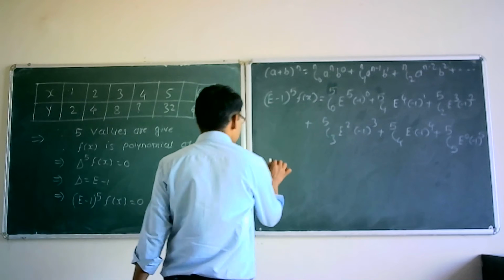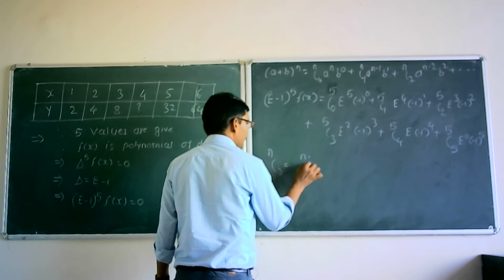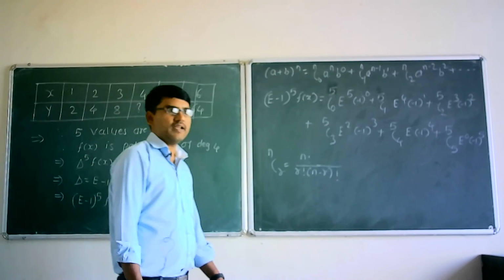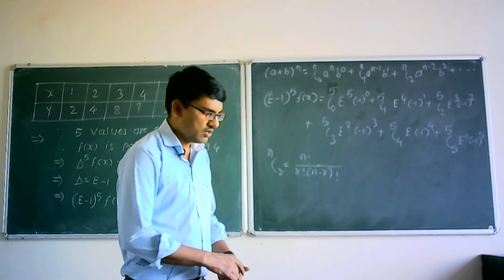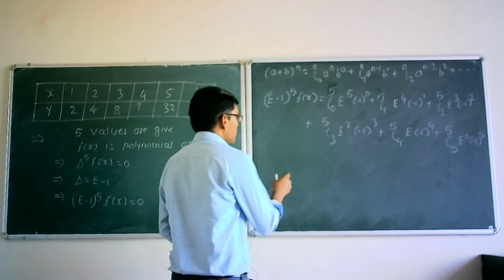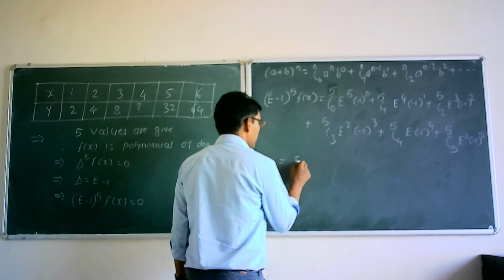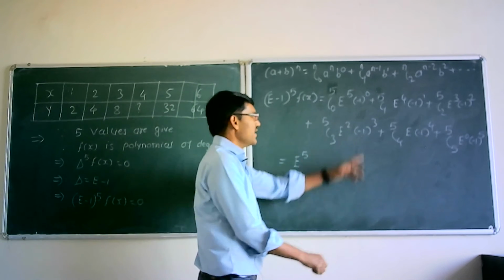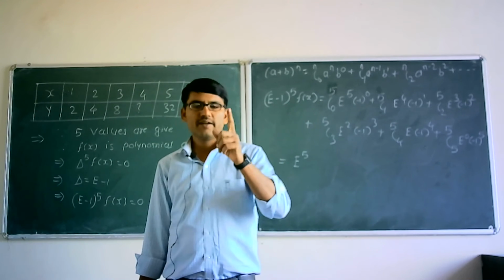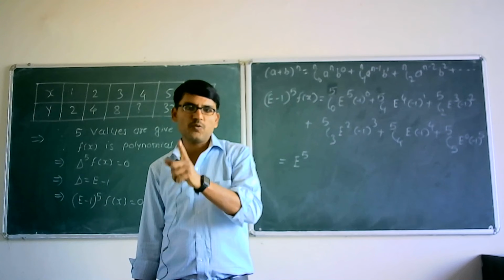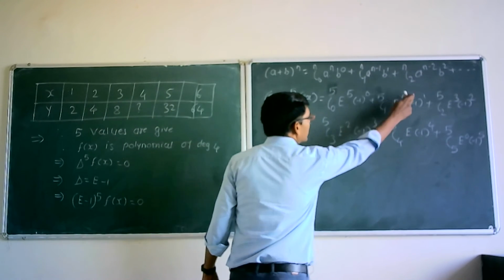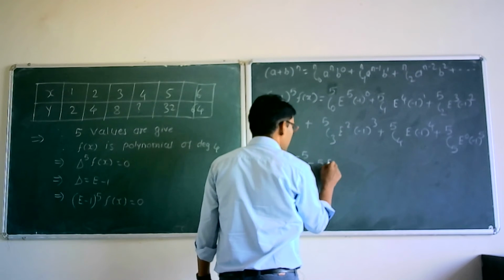nCr is equal to n factorial upon r factorial times n minus r factorial, or you can use your calculator to determine nCr. Here we know that 5c0 is 1. So this is equal to e raised to 5. Minus 1 raised to 0 is 1. 5c1 is 5 factorial divided by 1 factorial times 4 factorial, so 5 factorial divided by 4 factorial is 5, and minus 1 raised to 1 is minus 1. So minus 5 e raised to 4.